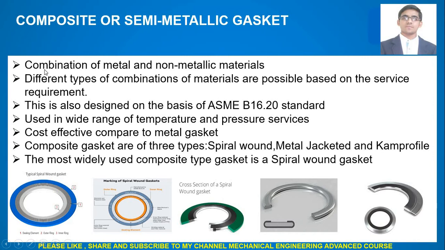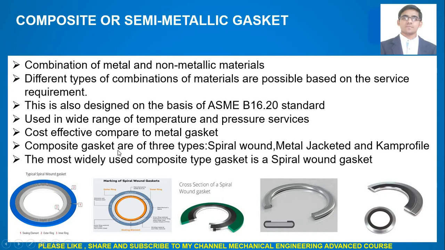This composite or semi-metallic gasket is the combination of metal and non-metallic materials. Here in this composite or semi-metallic gasket, different types of combinations of materials are possible based on the service requirement, based on the fluid requirements. Service means fluid here, and this is also designed on the basis of ASME B16.20 standard. Already I told you what ASME B16.20 standard covers, like type, size, dimensional tolerances, etc. It is used in a wide range of temperature and pressure services. It is cost effective compared to metal gasket.